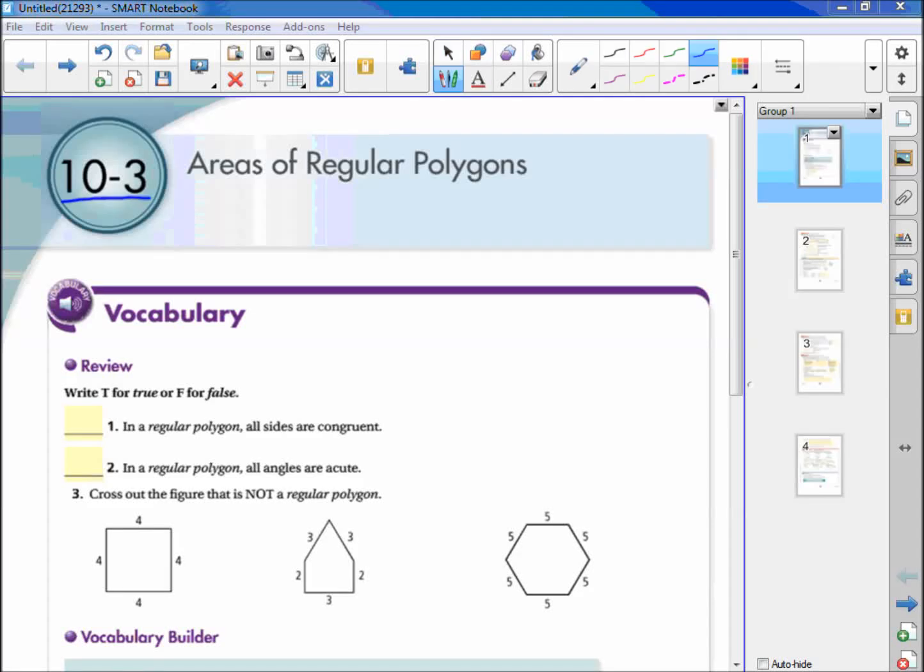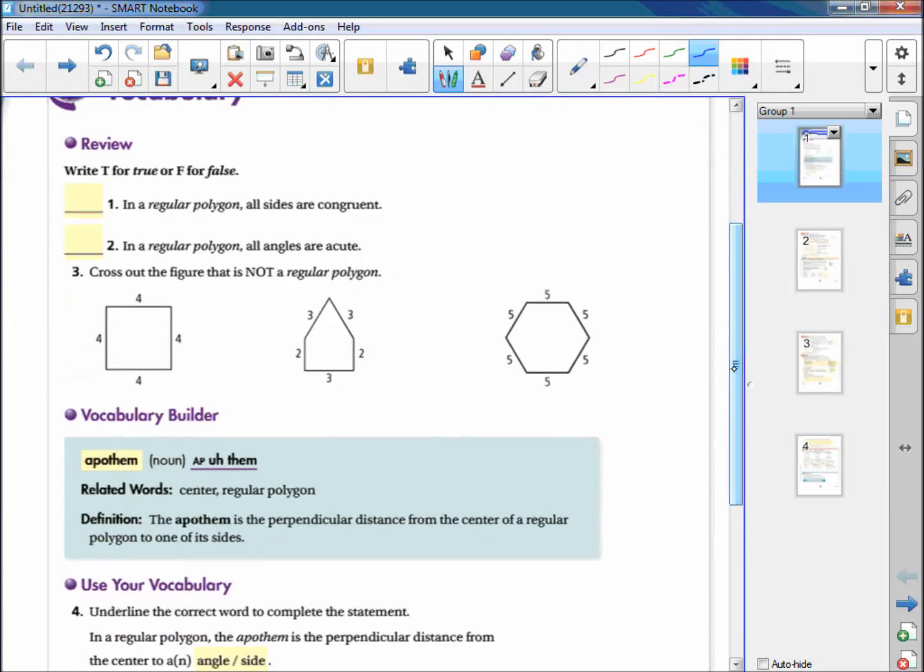Today we are covering section 10-3, area of regular polygons. All right, so this is going to be new for you. Let's get some vocabulary out of the way first. All right, so write true or false.